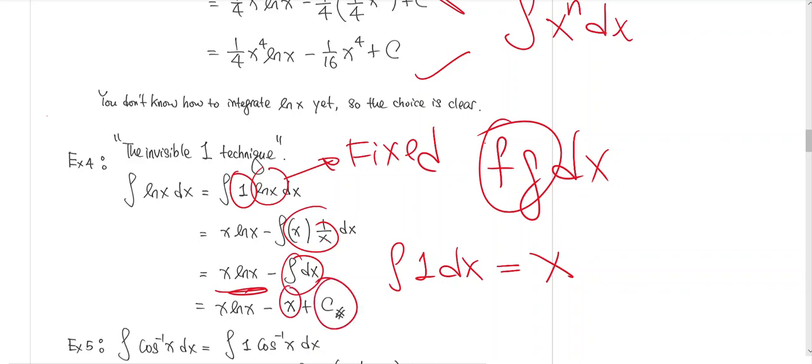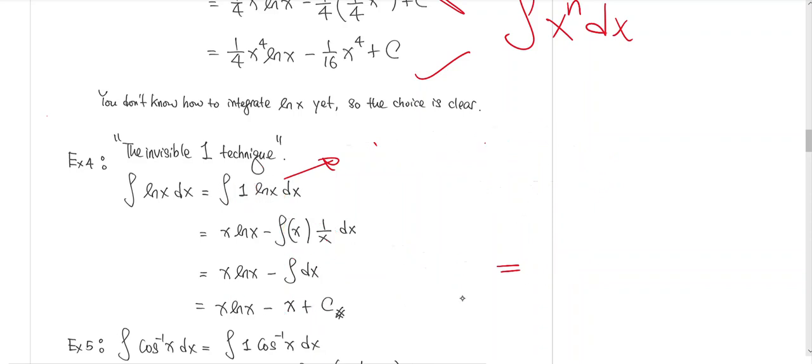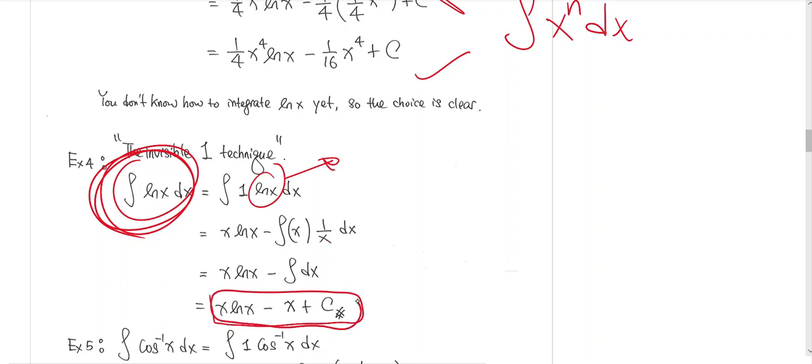So this is called the invisible one technique, which is like there's no one, but we make one, then integrate the one and fix the one that you don't really know how to integrate. So if you don't know how to integrate but you do know how to differentiate, that's the one that you fix. Remember, the one that you fix has to be differentiated at the end. Okay, cool. So now we know the integral of log x is not 1 over x, okay? It's x log x minus x plus c.